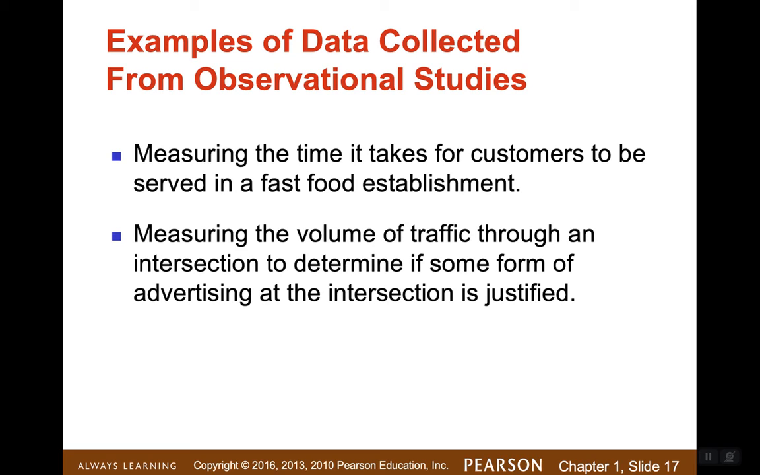Observational studies. A couple different examples of this. One would be measuring the time it takes for customers to be served in a fast food restaurant. Another one would be the volume of traffic through an intersection, and then using that as a gauge to see whether or not it would make sense to put advertising there. So this is just the observations. We record things as they were occurring.